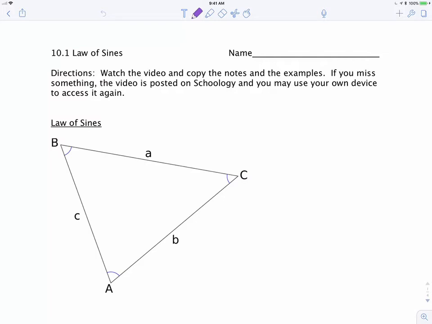Now this picture is a little bit misleading because it kind of looks like it's saying it's an equilateral triangle. So let's go ahead and fix those arcs. Let's make them all different.